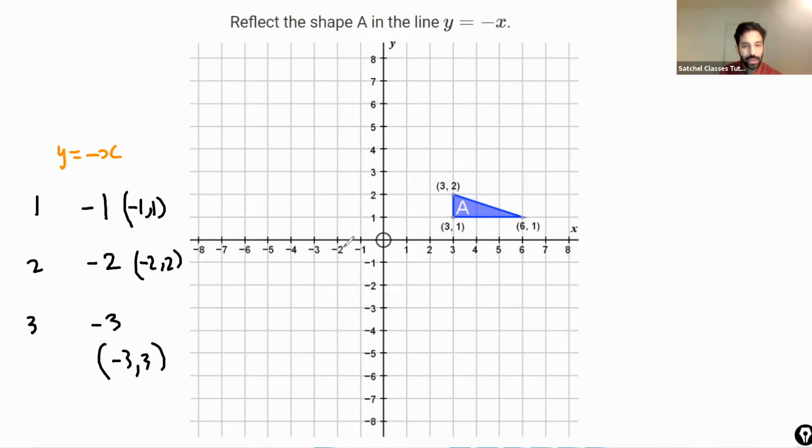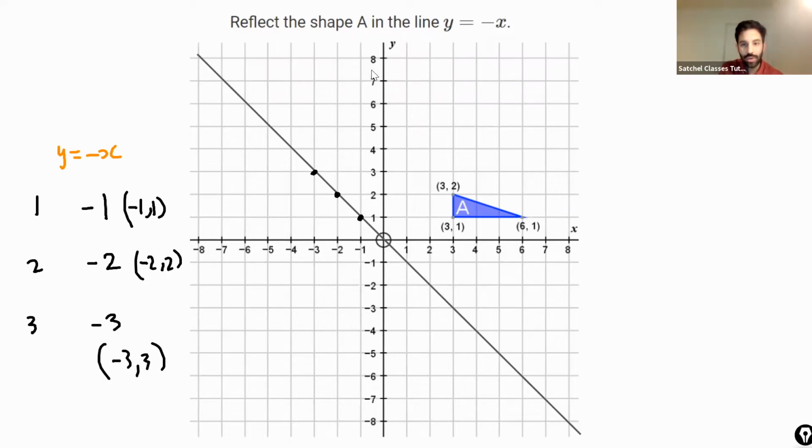And if we were to plot these points, so -1, 1 would be here, -2, 2 would be here, -3, 3 would be here, and so on. So what we're going to end up with is a diagonal line that will look something like this. So this is the line y equals -x.